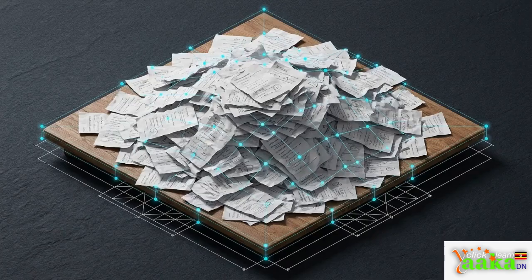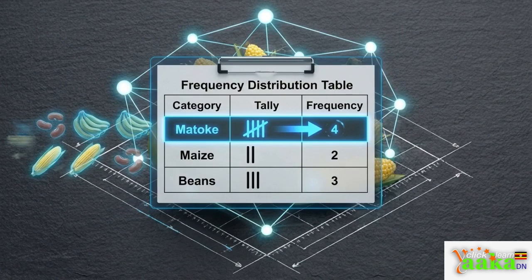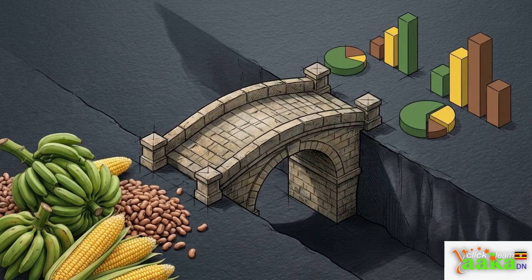Next is step 3, organization. A pile of raw, unbiased data is difficult to use until it is structured. Consider a researcher organizing a mixed harvest of common Ugandan crops. We begin by tallying, a visual method of counting individual items as they are observed. These tallies provide the frequency, the specific numerical count of how many times a distinct value appears in the set. We then transfer these counts into a frequency distribution table. In this table, you can see how the visual tally strokes for matoke match the final frequency number. This table acts as the essential bridge between raw field observations and visual charts.